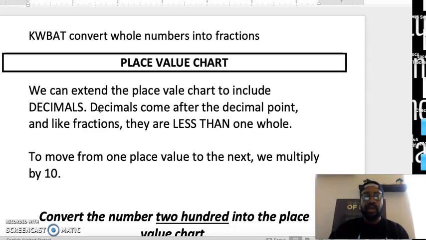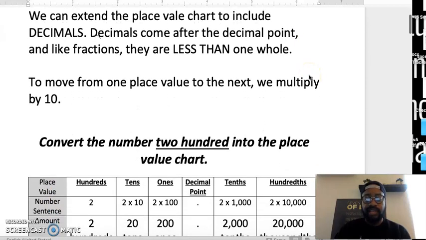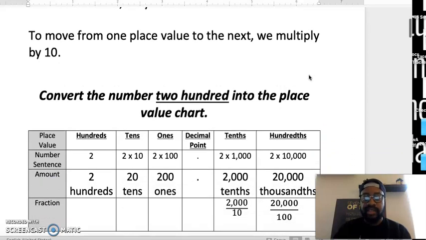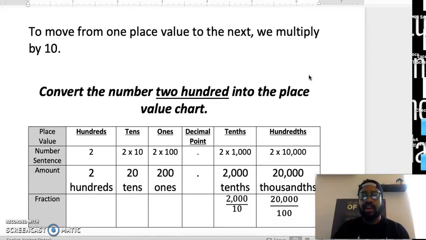Just to quickly review, we've talked a little bit about decimals and fractions. We know that decimals and fractions are less than one whole, so we're going to be taking whole numbers and turning them into numbers that are smaller than one whole, or fractions. The process to do that is one we've used before, where we use our place value chart and multiply our numbers by 10 as we move from place value to place value. So I just want to review what we've already discussed.